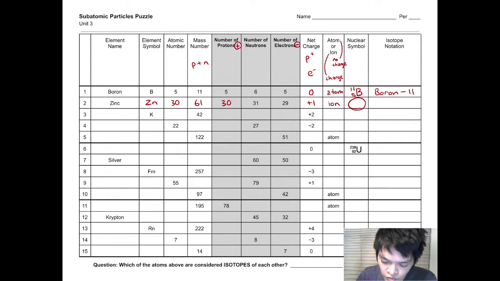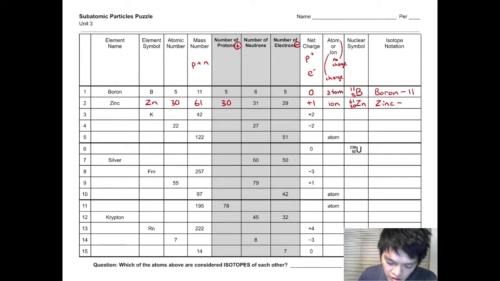Okay, nuclear symbol that composes of the element symbol. On the top left, it usually is a bigger number. It's the mass number, which is 61. On the bottom left, it's usually the atomic number, which is typically the smaller number, and that's going to be 30. And remember, atomic number should be the same as protons, so 30 goes on the bottom. For isotope notation, it's the name of the element, hyphen, and then its mass.